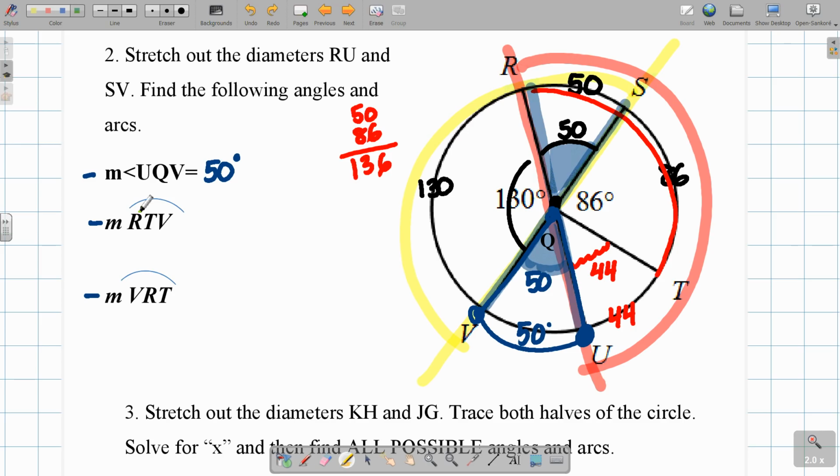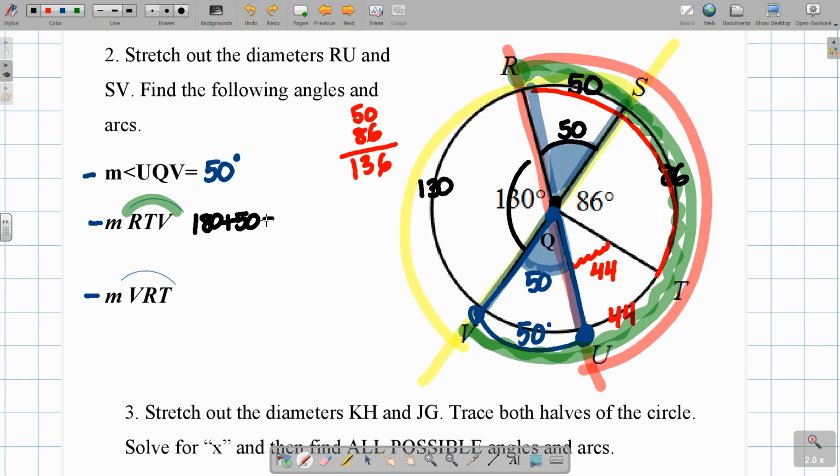Now we're going to find arc RTD. Very important to go in that exact order. Ready? Start at R. Go through T all the way to V. That whole arc from here to here is 180 plus 50. That's going to be 230 degrees. So that arc, notice it's a major arc, so it's bigger than 180, is 230.